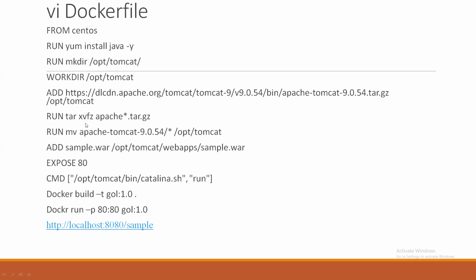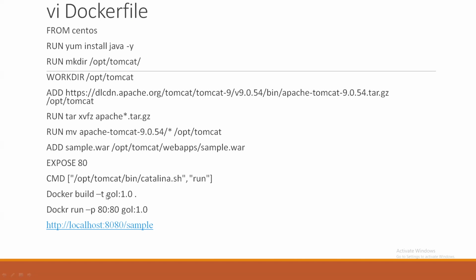RUN tar xvf apache tar.gz, so it is extracting that. Then RUN mv the Apache Tomcat to /opt/tomcat. It will move, meaning renaming this to this. ADD is nothing but to copy a file, the sample war to the webapps directory as a .war. EXPOSE 80. The CMD command will run while running the container: /opt/tomcat/bin/catalina.sh run.